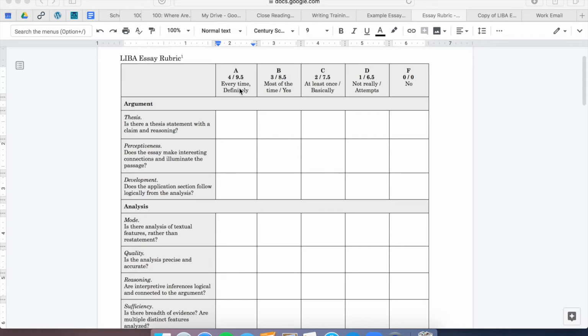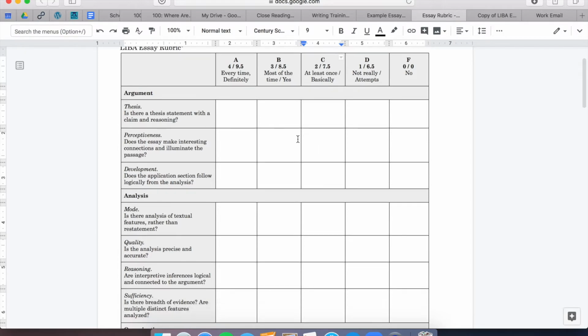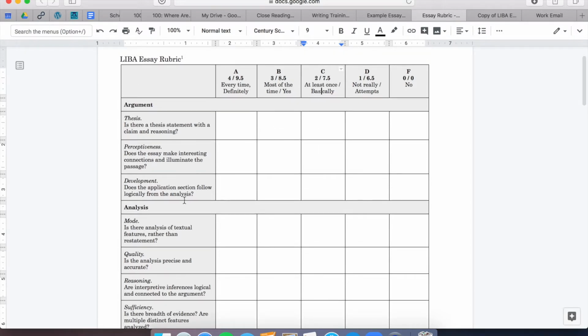I also have short phrases here that you can use as a rule of thumb to see if it answers the question in that category. The first category, for instance, is thesis. Is there a thesis statement with a claim and reasoning? And if you can't answer that question with a yes, if it's more of just a basically, then you know you're more in the C territory rather than the B territory, and so on.